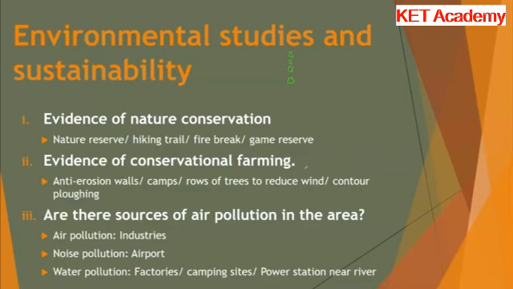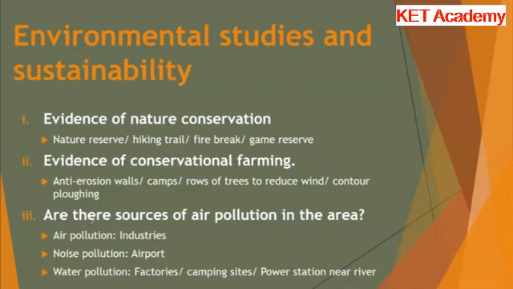And then finally, your contour plowing. So we plow on the contour in order to keep your water from running down the slope. We want all that soil that is washing away to be held up against our contours so that we do not lose soil. So contour plowing is also another method which we use for your environmental studies and sustainability.